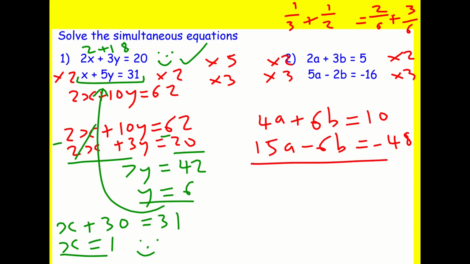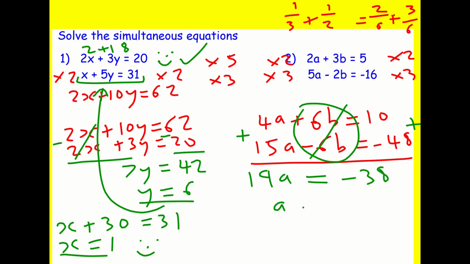And now I'm in a great place. I've made the coefficients the same, these b's. I've got a plus and a minus, so what am I going to do? I'm going to add them together. So I'm going to get 19a. These are going to cancel when I add them. And then I'm going to do 10 plus minus 48, which is the same as 10 minus 48, which gives me minus 38. I'm going to divide through by 19. I'm not going to show all my steps for this. Hopefully your ability to solve equations is building, and you can see what I'm doing here. And I get a equal to minus 2.